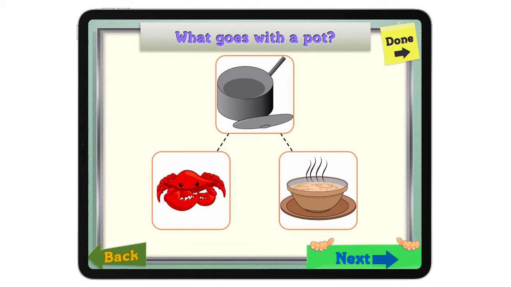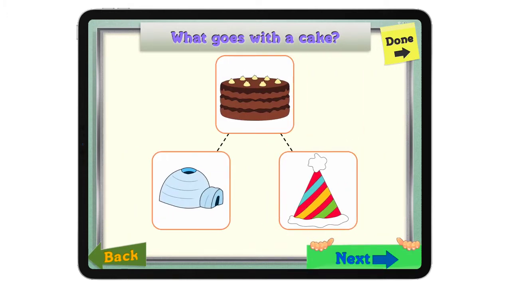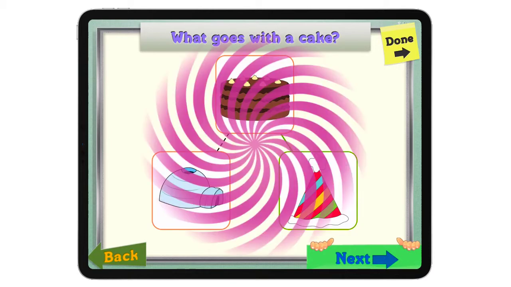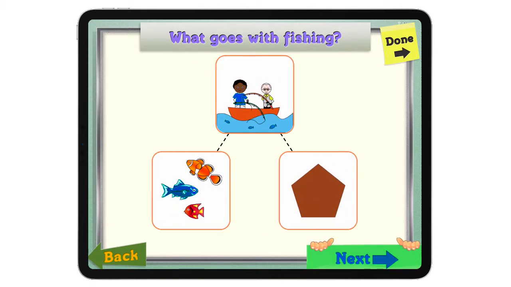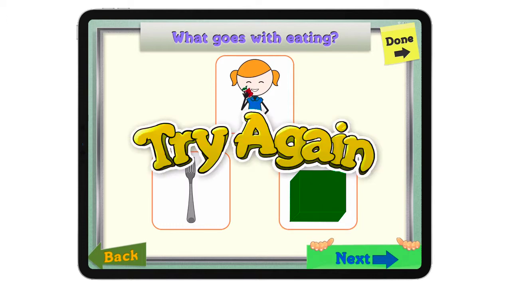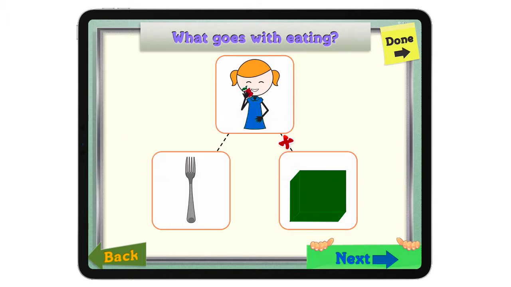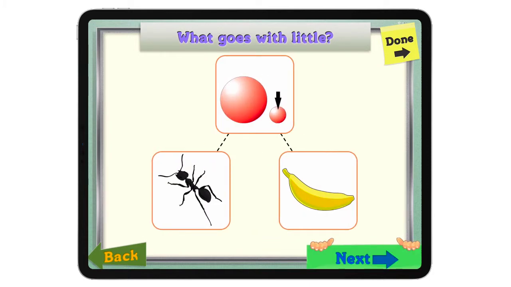What goes with a pot? What goes with a cake? Some of these relationships are visual, some are semantic. What goes with fishing? What goes with eating? Let's say the child made the wrong selection. It gives a try again. What goes with a car trunk? What goes with little?